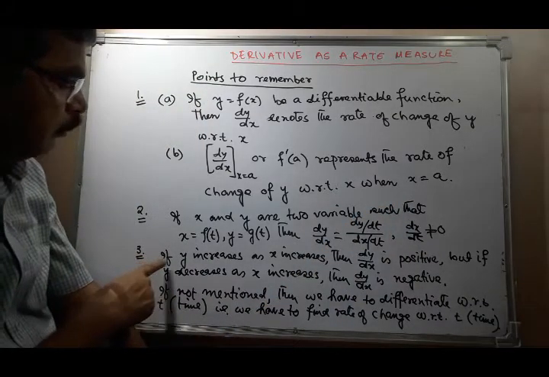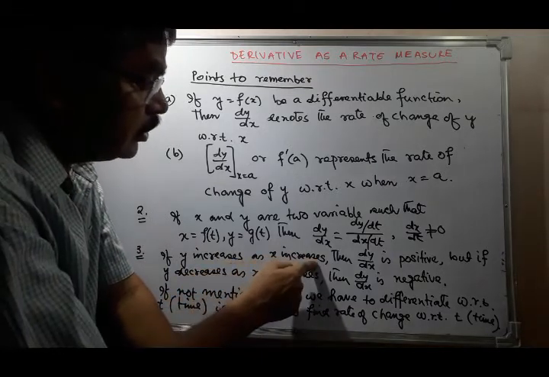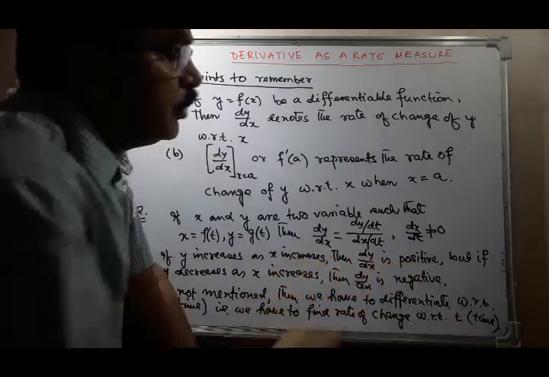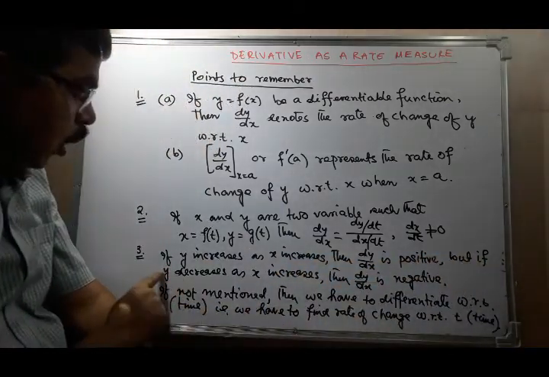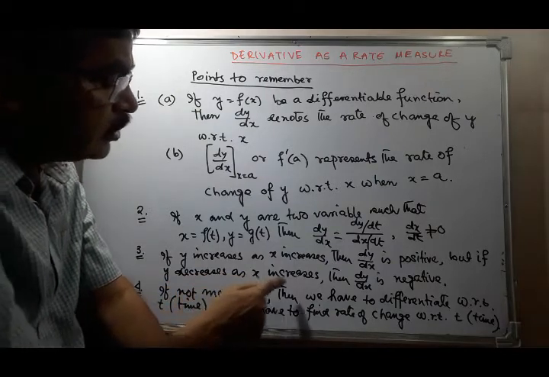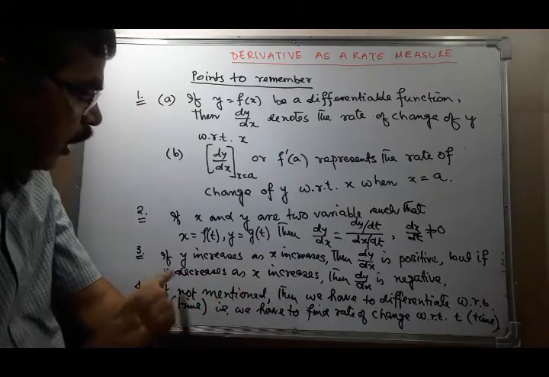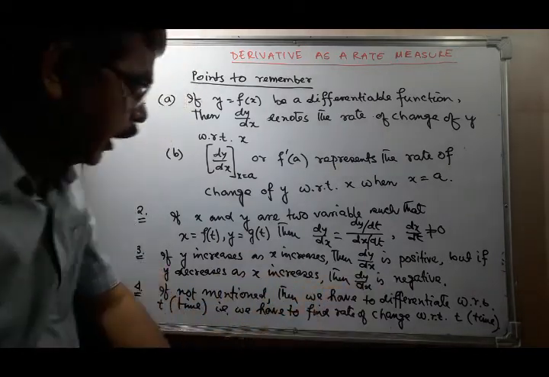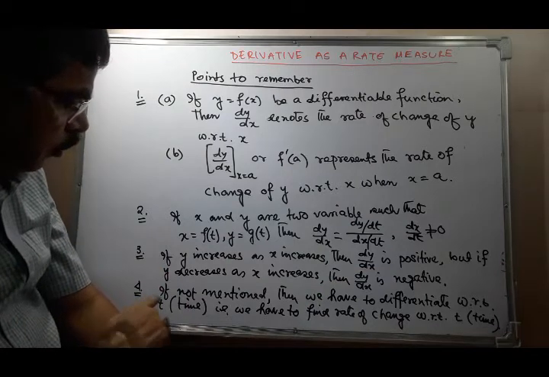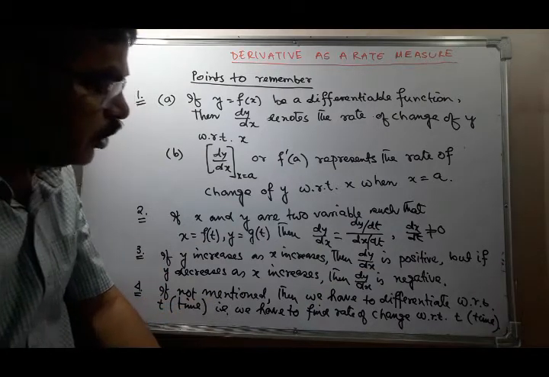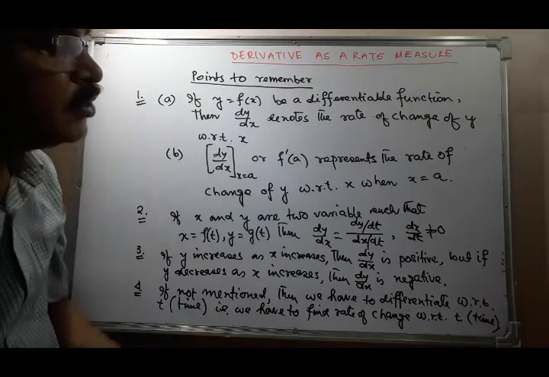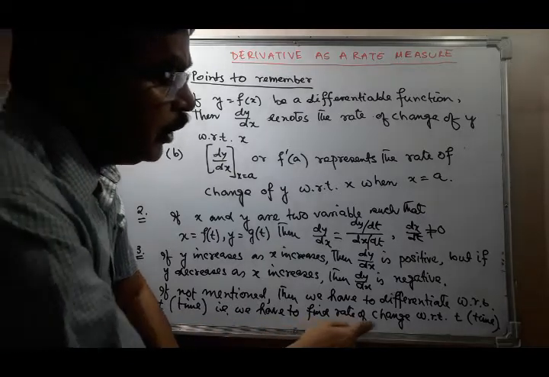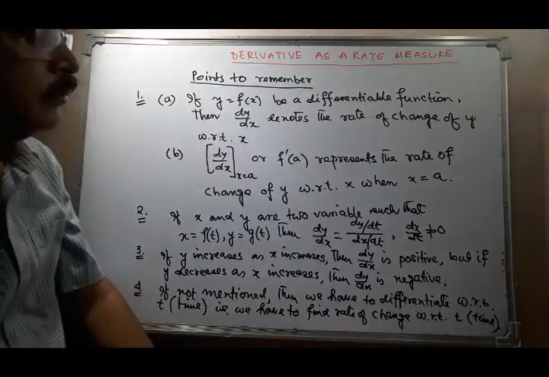Point number 3. If y increases as x increases or y decreases as x decreases, then dy by dx is positive. But if y decreases as x increases or y increases as x decreases, then dy by dx is negative. Point number 4. If not mentioned in the question anywhere, then we have to differentiate with respect to t, that is time. That is, we have to find rate of change with respect to time.